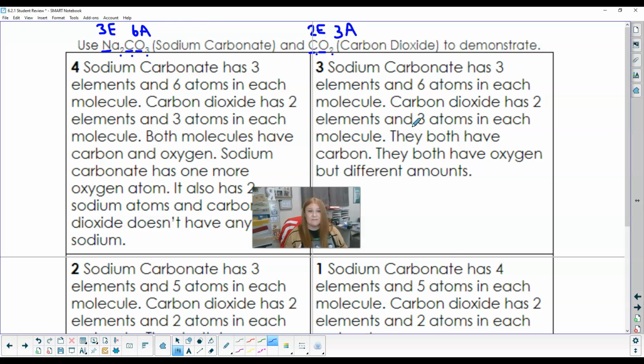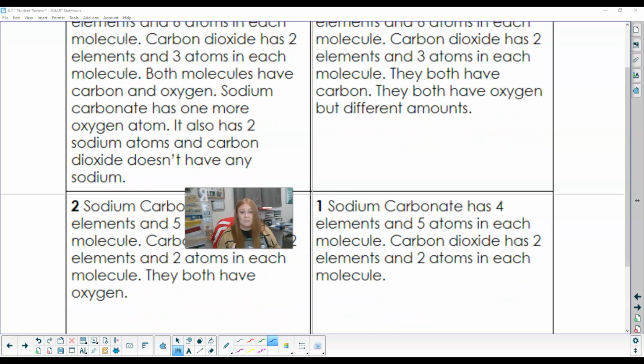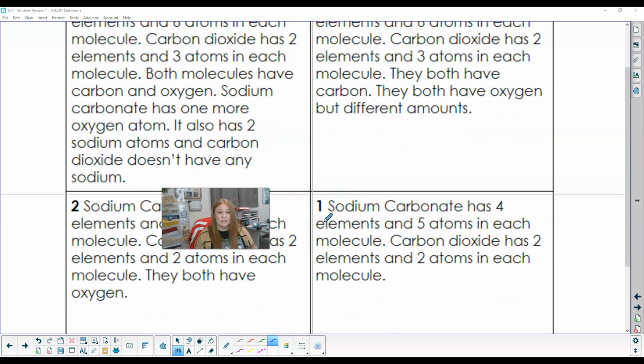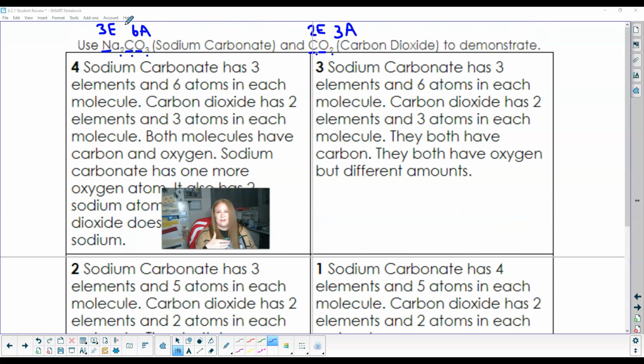So we need to use correct information. A 1 would probably have wrong information. So maybe something like sodium carbonate has 4 elements and 5 atoms in each molecule. Carbon dioxide has 2 elements and 2 atoms in each one. So they forgot to count these little ones right here. They forgot their invisible ones. So don't make that mistake, okay?